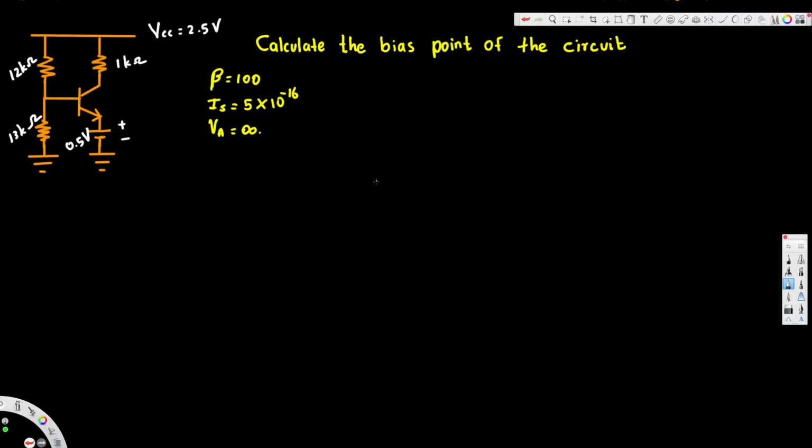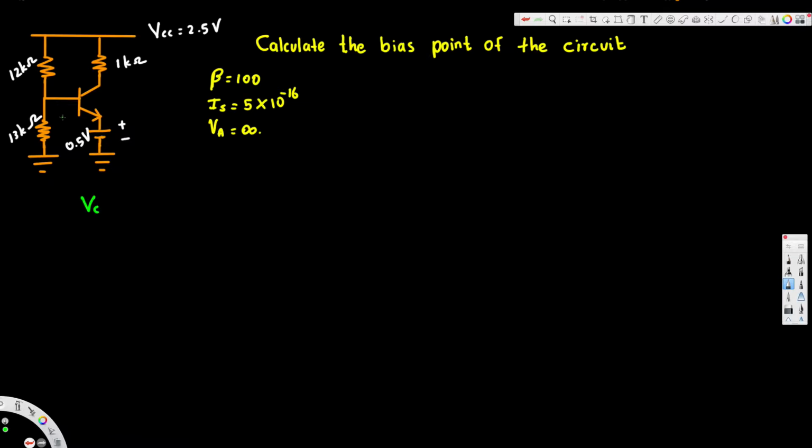Going on, guys? In this video we are going to see how to calculate the bias point of the circuit, and also we are going to draw the equivalent model. Now to find out the bias point of the circuit, first of all we have to find out IC. IC is collector current. To find that one out, I'm going to use the KCL.